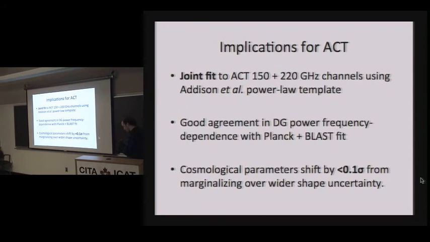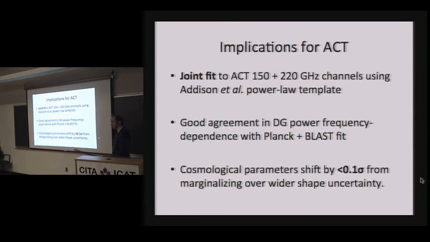Well, we combine the ACT channels. We use the simple power law template, with a freedom in frequency scaling between our two channels that we marginalized over. We ended up with very good agreement. DG here means dusty galaxy, by the way. We found good agreement with the joint fit I've done to Planck and BLAST data. And we also found that for the parameters we're interested in, the cosmological parameters, the shifts were very small if we marginalized over much wider ranges of shapes for this clustered dusty galaxy contribution. So this is all great.